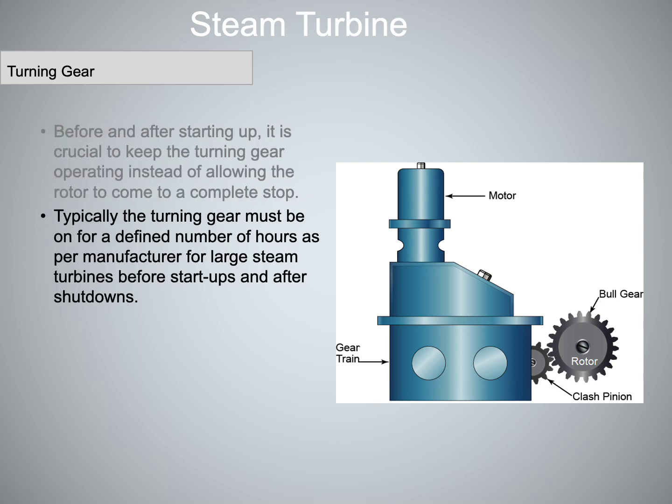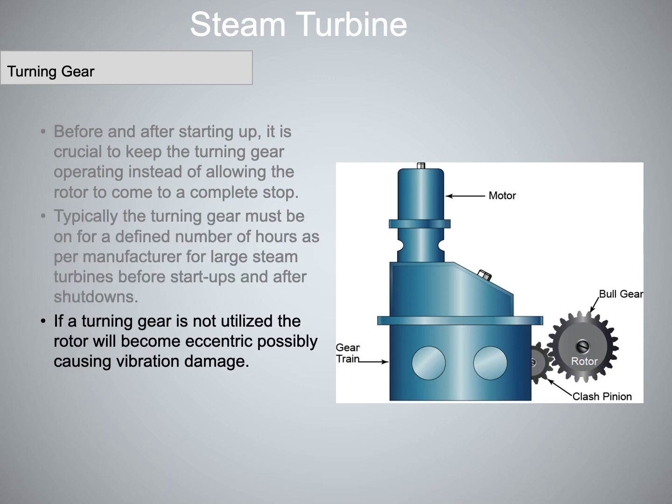Typically, the turning gear must be on for a defined number of hours, as per manufacturer for large steam turbines, before startups and after shutdowns. If a turning gear is not utilized, the rotor will become eccentric, possibly causing vibration damage.